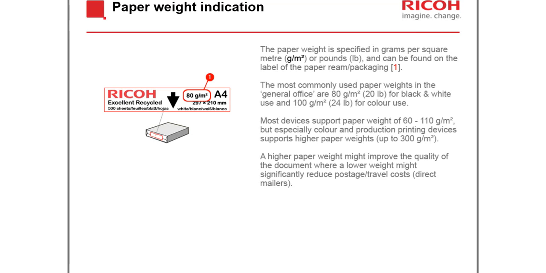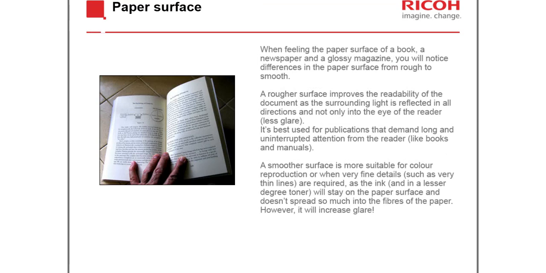A higher paper weight might improve the quality of the document, where a lower weight might significantly reduce postage costs. When feeling the paper surface of a book, a newspaper and a glossy magazine, you will notice differences in the paper surface from rough to smooth. A rougher surface improves the readability of the document as the surrounding light is reflected in all directions and not only into the eye of the reader.